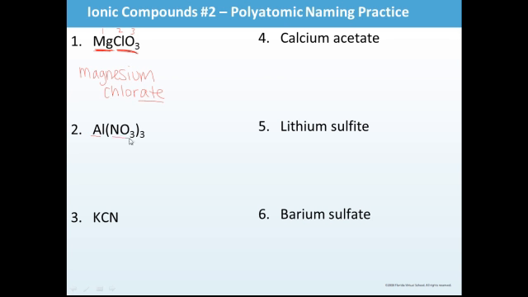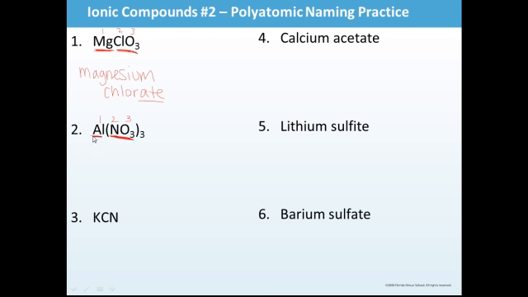Number 2, metal, nonmetals. It's ionic. Do I have more than 3 elements? I have aluminum, I have nitrogen, I have oxygen. Yes, I have 3 or more elements. Therefore, I have a polyatomic ion. I must recognize the polyatomic ion from that list.